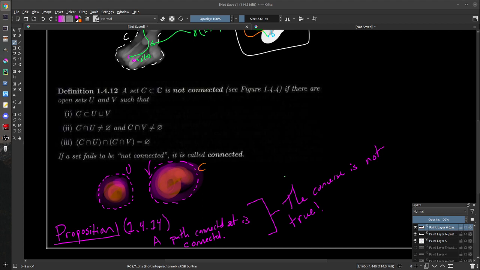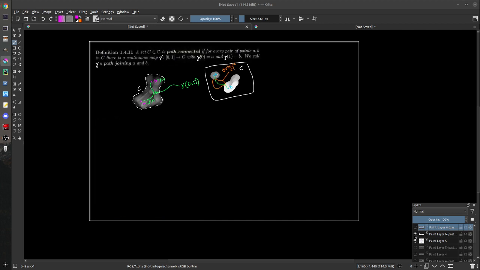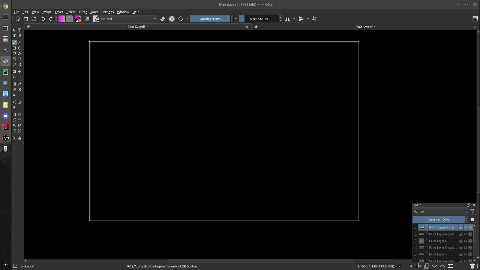So a path connected set is connected, but there are connected sets that are not path connected, and these are generally in C or in R2 or R, things where you get these pathological oscillations, and that's a very important little thing. However, we have some good properties that are worth covering. Pop a new layer right in here.